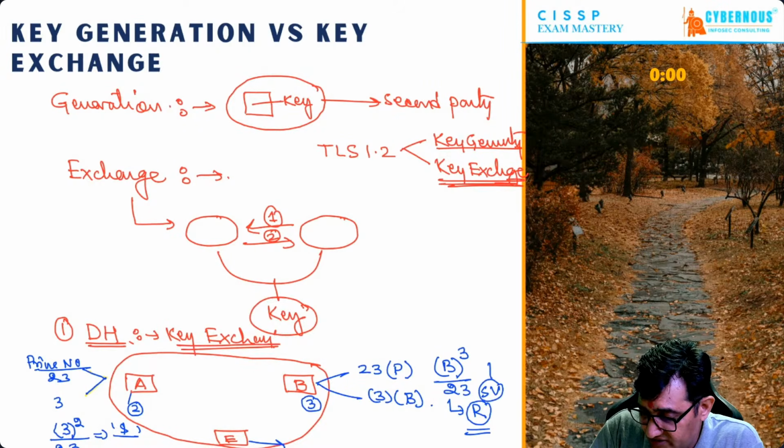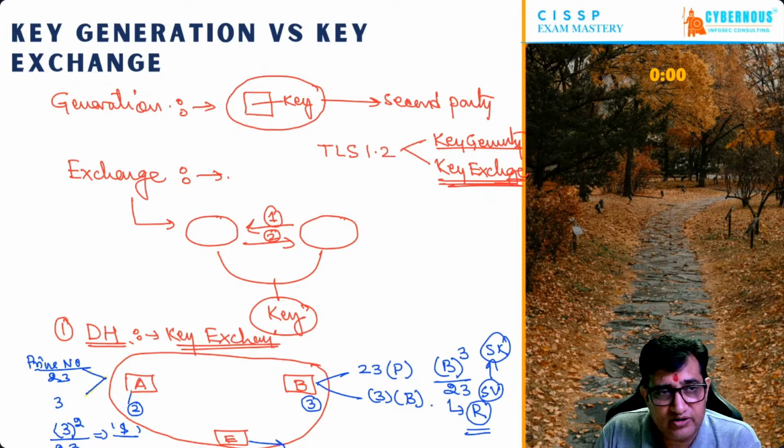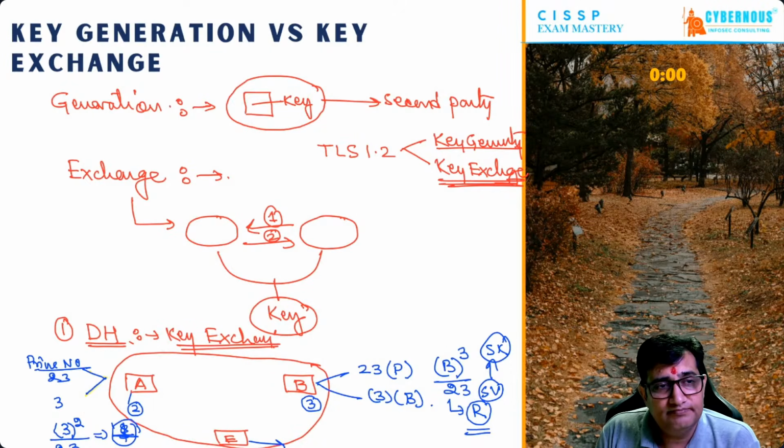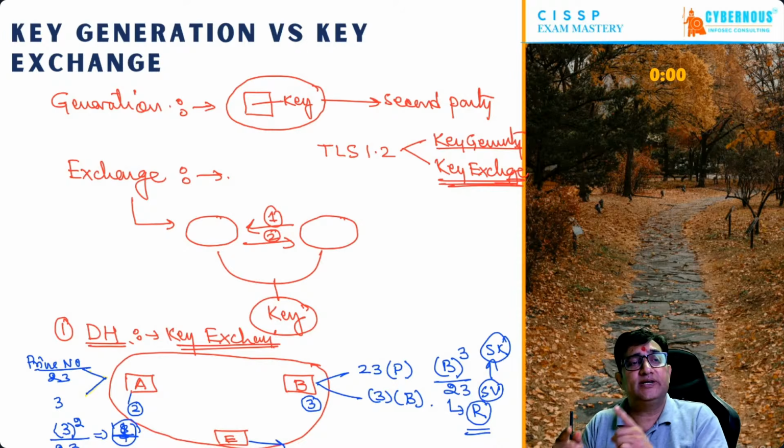that is going to be a secret value. You can say the session key. That is going to be the session key. Somehow you will also agree, it is mathematically proven that both parties will have the same secret value. And this is actually what Diffie-Hellman is.